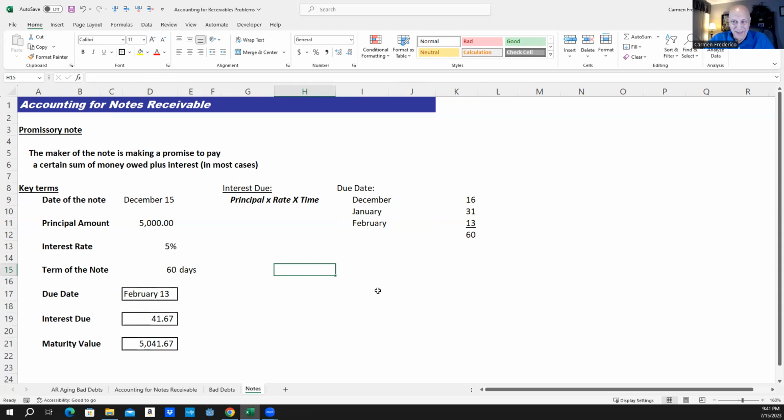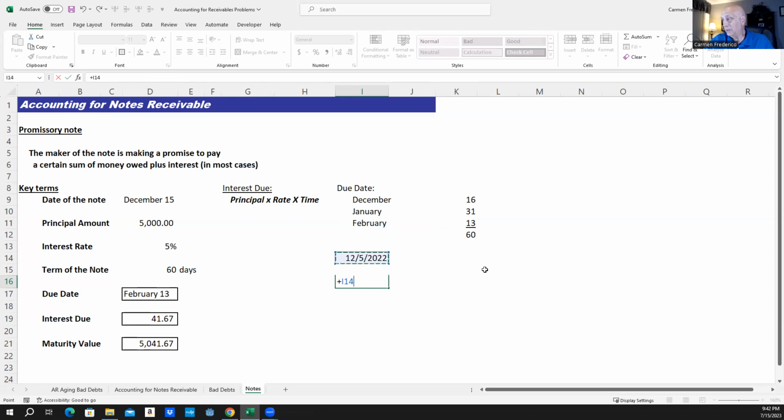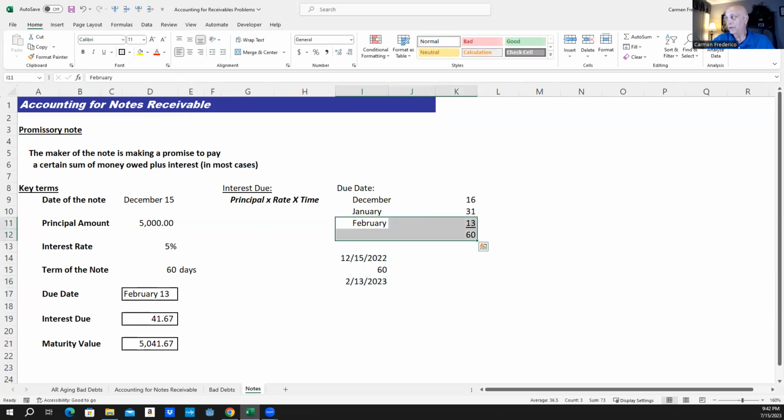But now we have Excel. It's a lot easier. And I'll show you a little trick right here. Let's put in the date of the note. Let's say it's December 15th, 2020, and it's 60 days. What's the due date of the note? We can take the December 15th date, add the 60 days to it, and we get February 13th. Look at that, February 13th.